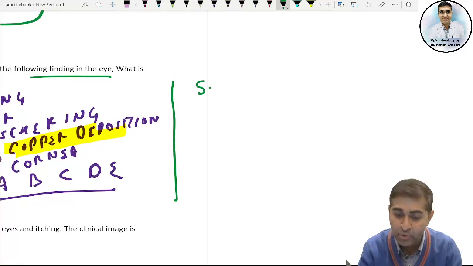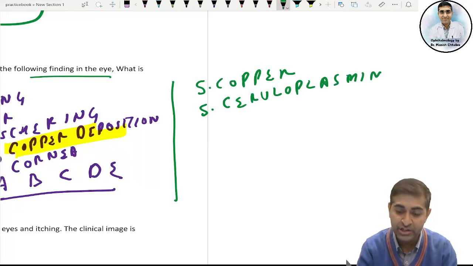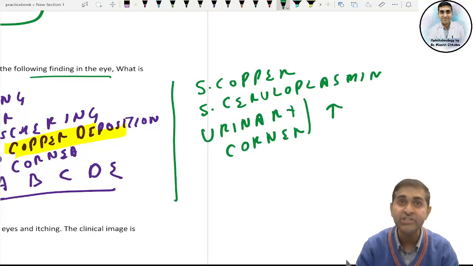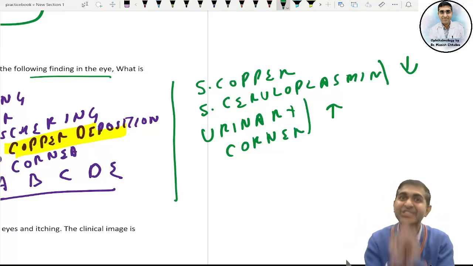So, serum copper. What will be the status of serum copper? I am going to give you three parameters. What will be the status of serum ceruloplasmin levels? What will be the status of urinary copper? In Wilson's disease, urinary copper is increased. In Wilson's disease, serum ceruloplasmin is decreased, but you will think that okay, urinary copper is increased probably because there is increased concentration of the copper in the blood which is getting filtered.